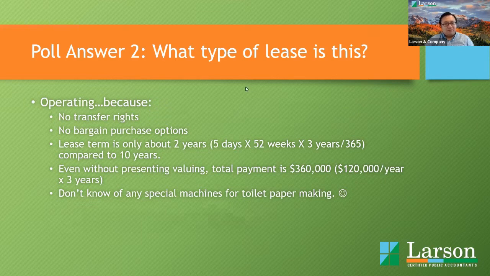Lease term is only about 2 years, because 5 days plus 52 weeks plus 3 years divided by 365 compared to that 10 years. And there are no transfer rights or bargain purchase options that we have mentioned. So as a result, this would be considered an operating lease. And then the last point I failed to mention here is that there's no special machines that I'm aware of that make toilet paper. So that is why that 5th criteria won't apply either.